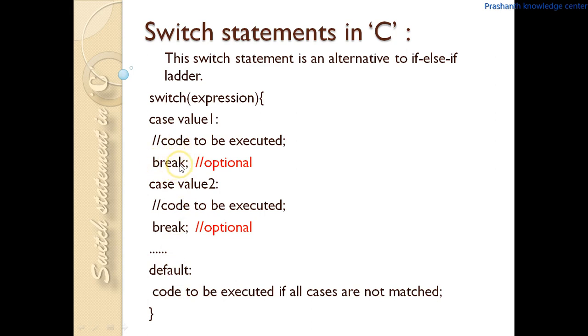Why we use this break: if this expression matches case 1, then only case 1 will be executed if we have a break here. In previous classes we have learnt that whenever the break is executed, the program will be terminated here, meaning this particular loop or function will be terminated here. So whenever the break is encountered, only this case will be executed. If this break is not there, then all the cases one by one will be executed.